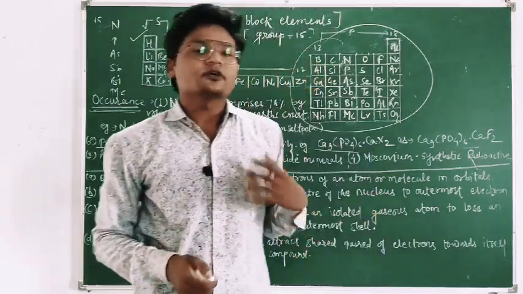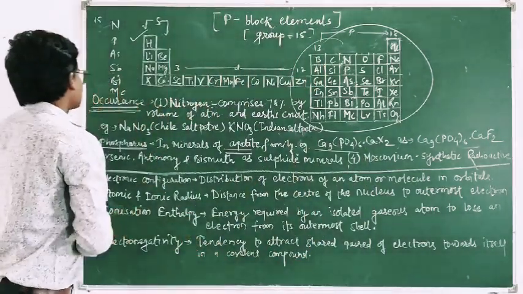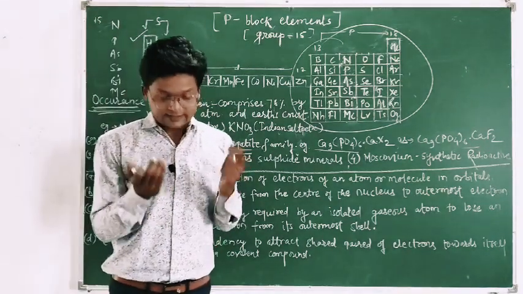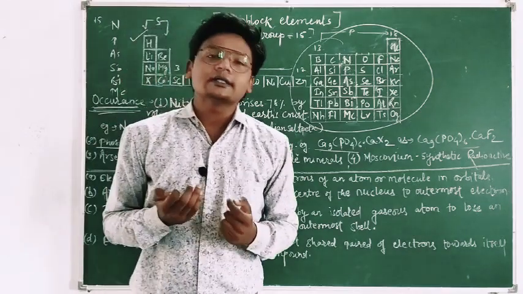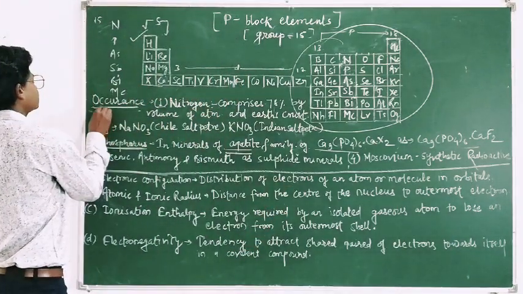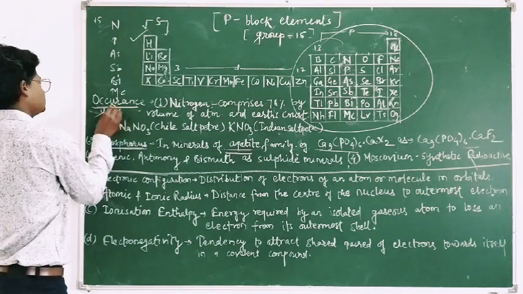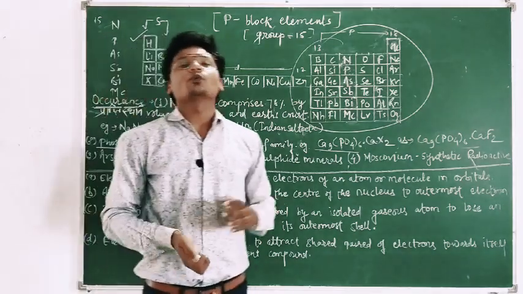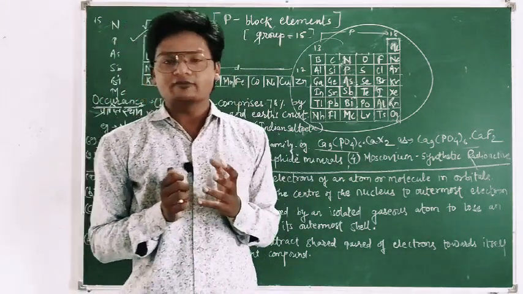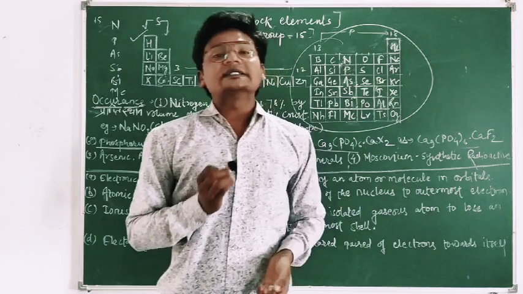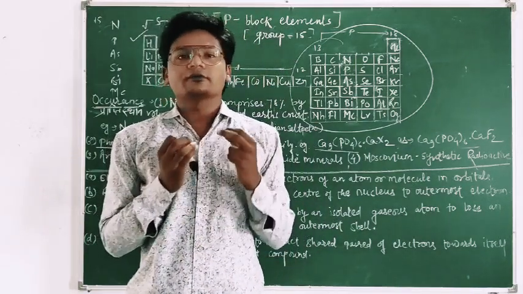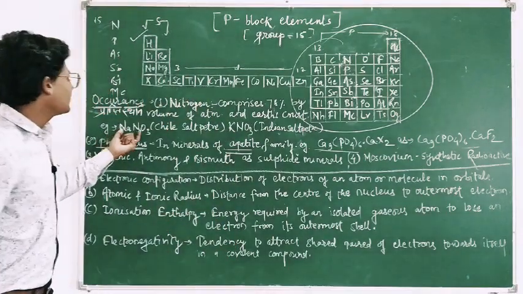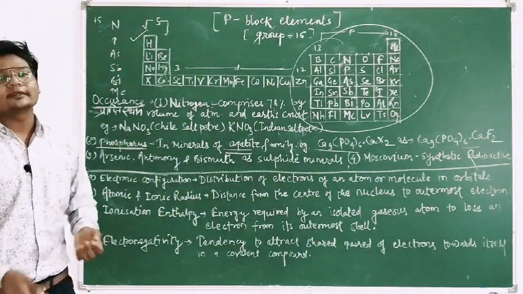Okay. So first of all, let's start with the occurrence of these elements. What is occurrence in Hindi? Occurrence means where these elements are found. प्राप्ति स्थान कहा जाता है हिंदी में. So about nitrogen, we all know where nitrogen is found. Nitrogen is basically found in the atmosphere. It comprises 78% of the atmosphere. In the earth's crust, it is found in the form of sodium nitrate and potassium nitrate basically.